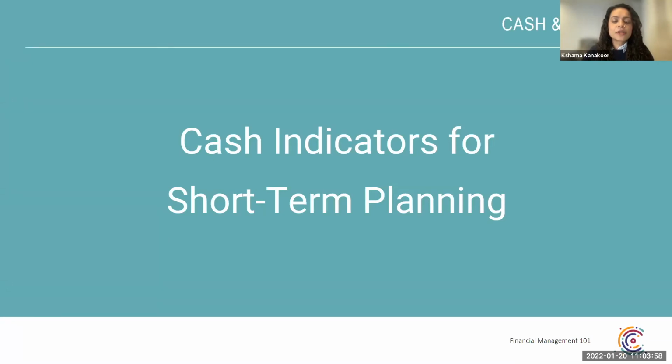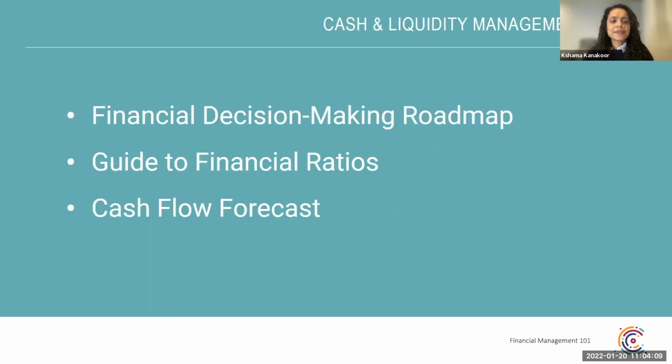This section will focus on cash and liquidity. These are the indicators that you would typically use for doing short-term planning. Next slide, please. So there are a number of tools that we have here at Community Vision that can be used to determine your cash and liquidity position, and that you can use for your forecasting and planning purposes.